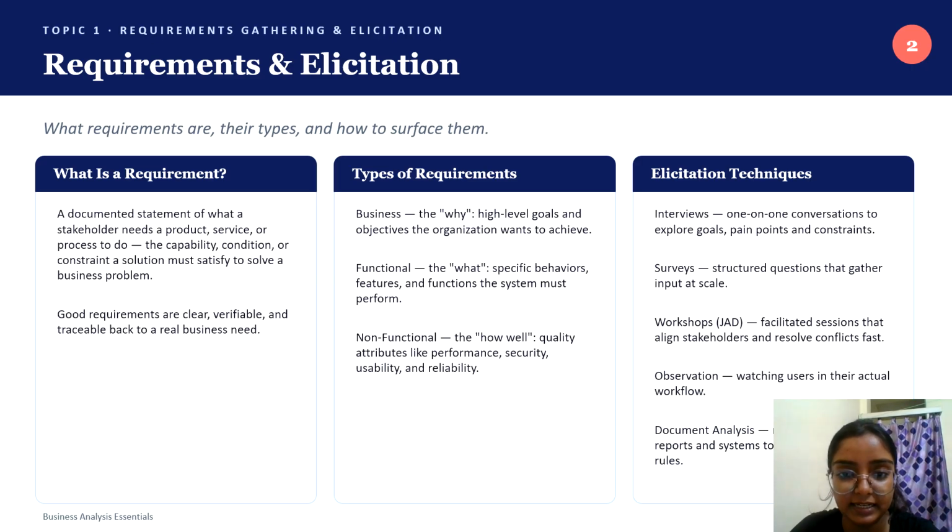Business requirements explain why the project is needed. Functional requirements explain what the system should do, like user login or online payment. Non-functional requirements explain how well the system should work, such as security, speed, and reliability. To collect these requirements, business analysts use different techniques that are called elicitation techniques, and these techniques are interviews, surveys, workshops, observations, and document analysis. These methods help us understand the customer needs before the development starts.